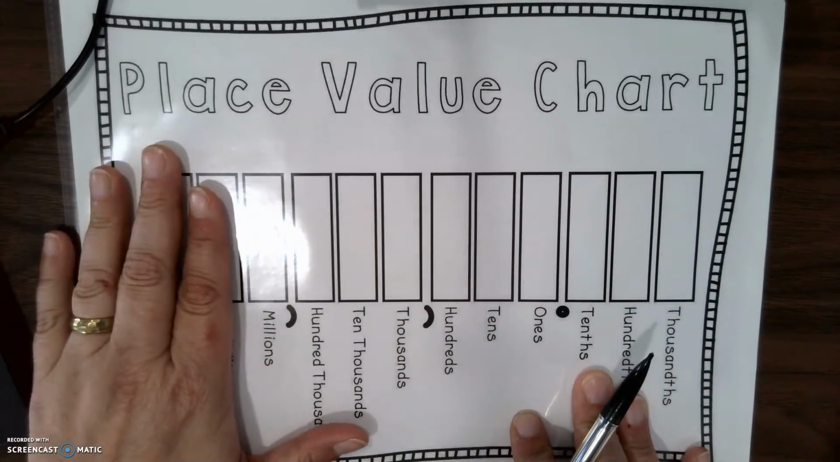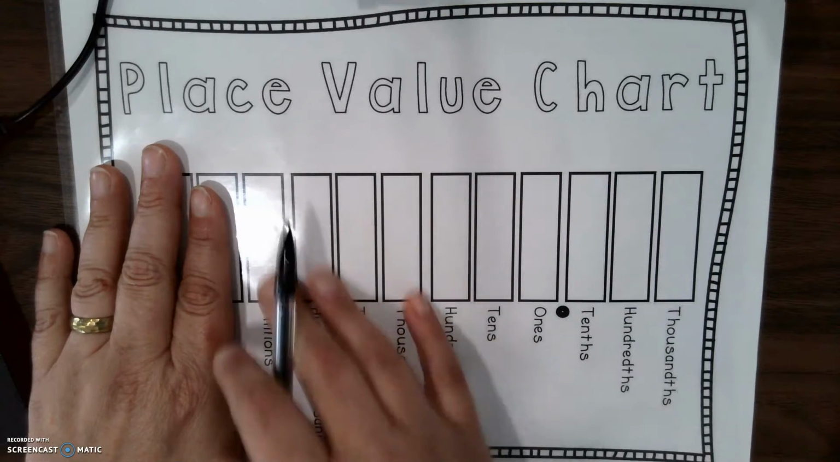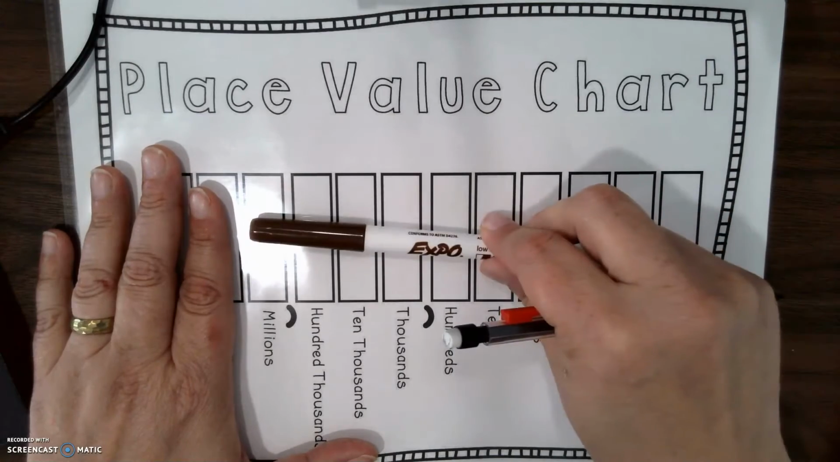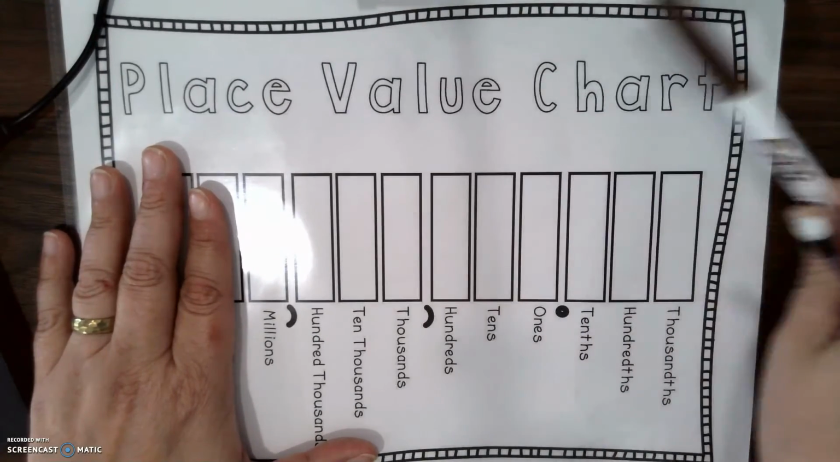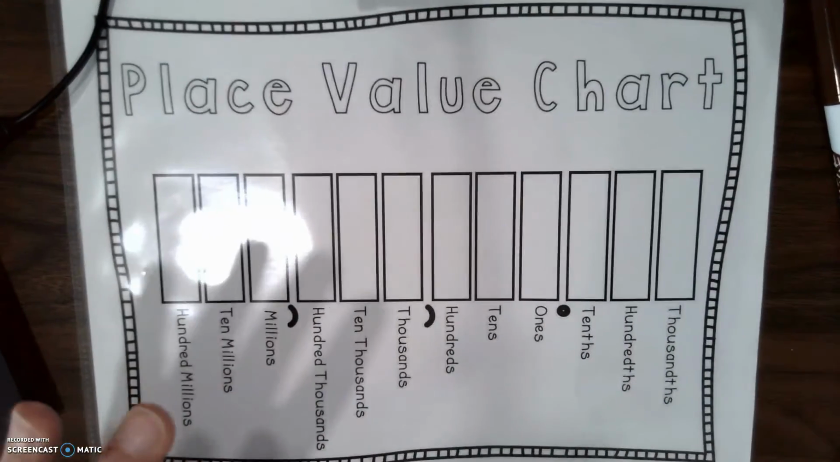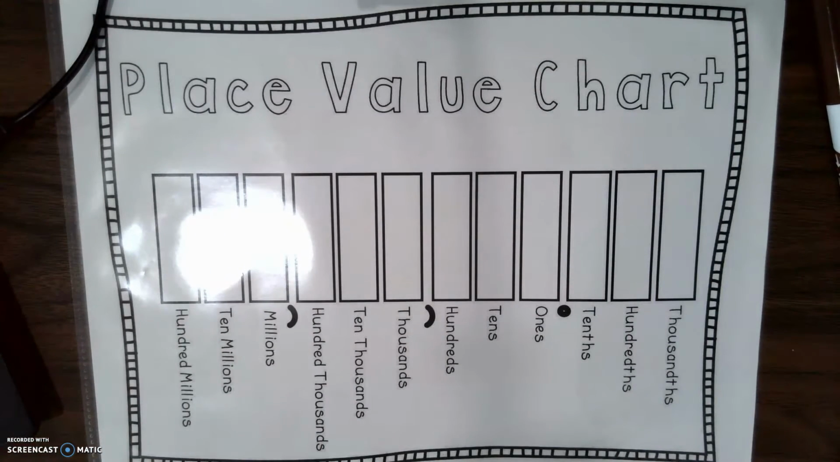I used a plastic sheet cover and put this one in so I can reuse it with an Expo marker. You can also put it in a gallon-sized Ziploc bag if you don't have a plastic sheet protector. It works just as well. That way you can wipe it off and you don't have to keep erasing it over and over again. So you will need a place value chart for this.